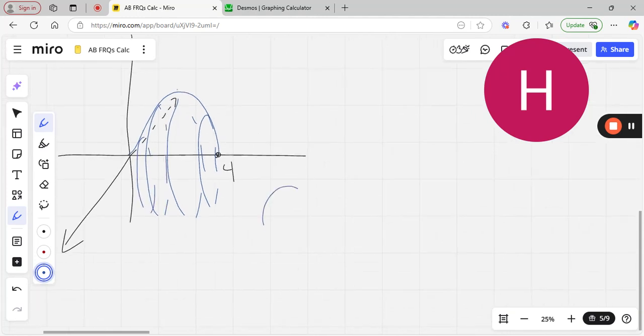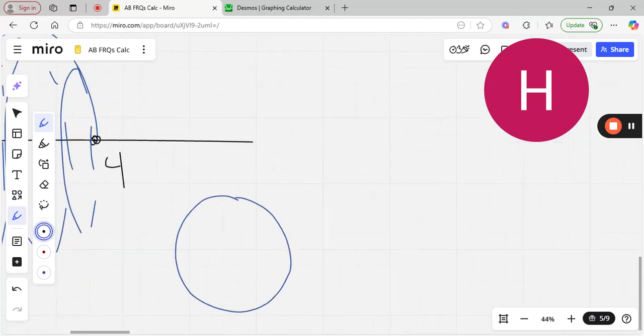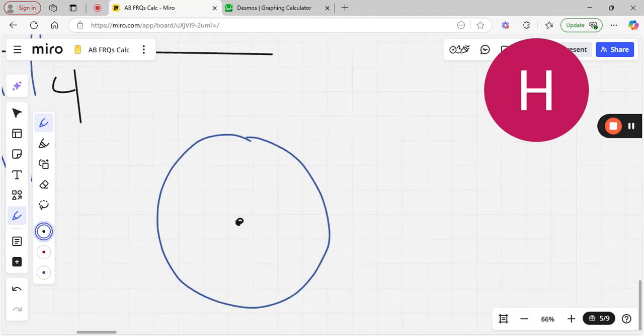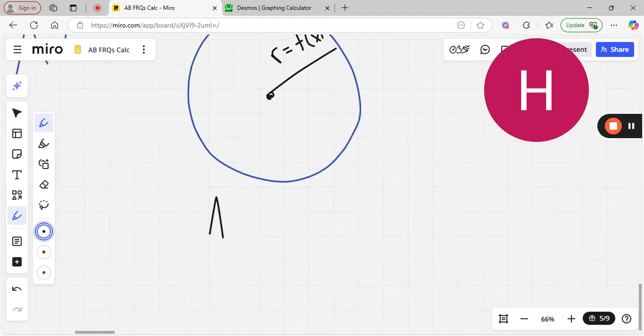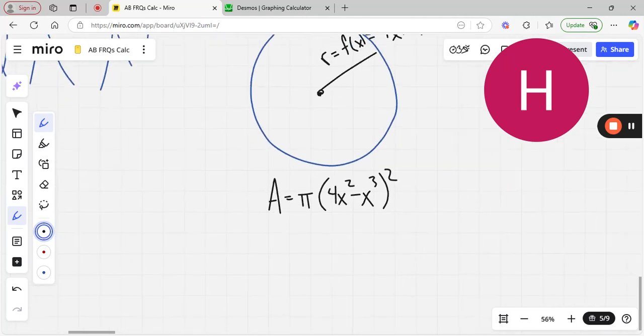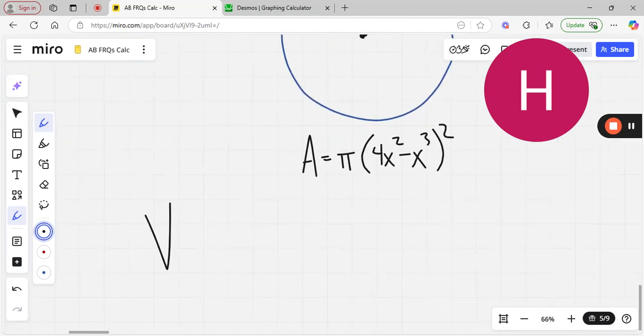Okay, so each cross-sectional slice with the x-axis at the center has a radius equal to the function f of x. So this radius is simply equal to 4x squared minus x cubed. Therefore, the area of each of these slices is pi times 4x squared minus x cubed quantity squared. And now we can just throw this into an integral. Right, we're just going to integrate from 0 to 4.